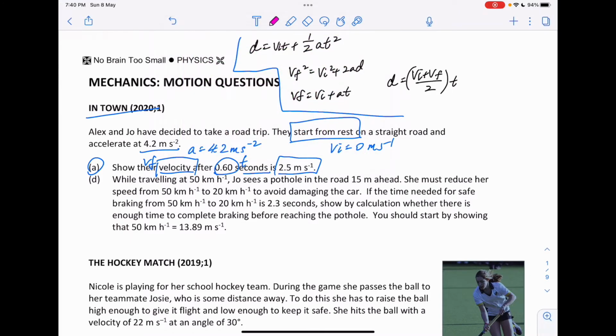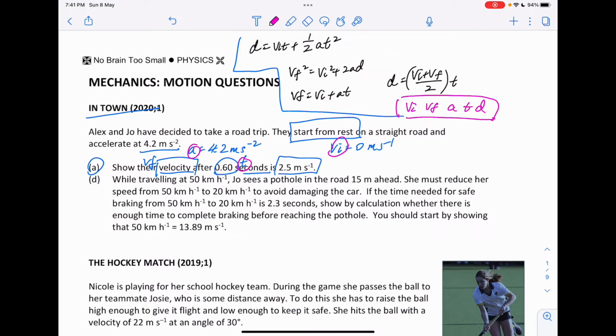So now we see what we have. We have a VI, we have a T, we have an A. To do these kinematic questions, we must have 3 of those. We have VI, VF, A, T, and D. We always need 3 out of 5 to calculate the other 2, or the one that we're looking for. Most of the questions we just have 3 of those, and we're looking for one of the other 2.